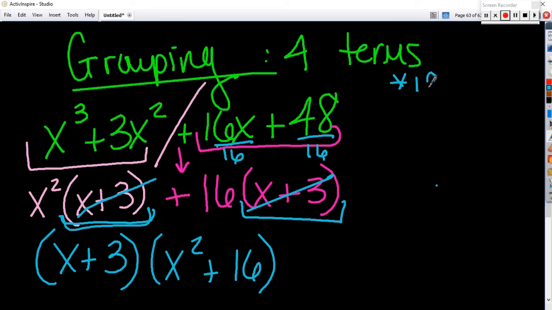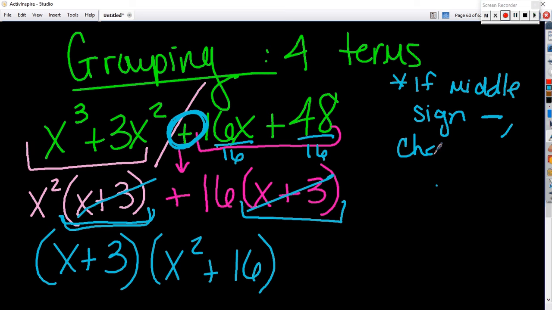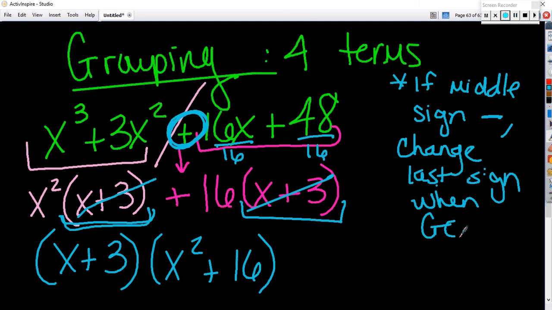If the middle sign is negative, so I'm talking about this sign right here, okay? If the middle sign is negative, then you change the last sign when you factor or when you GCF. It's the GCF of those last two. I think this is the most intuitive form.